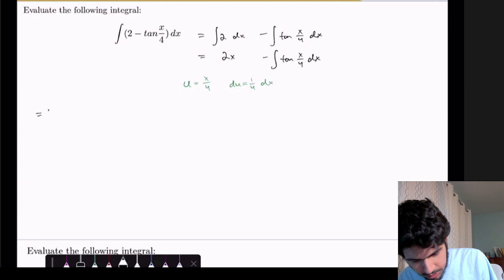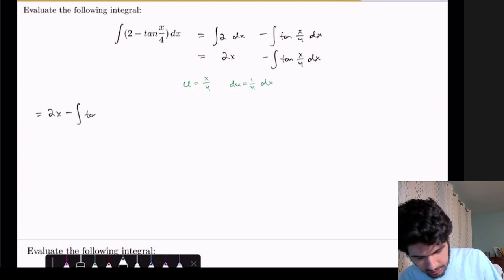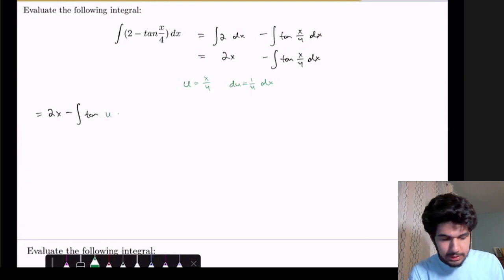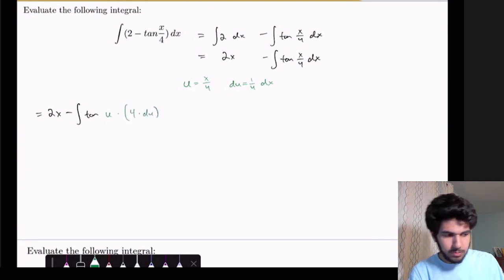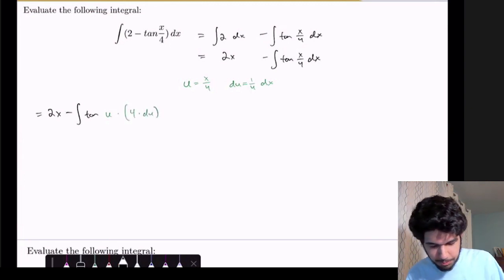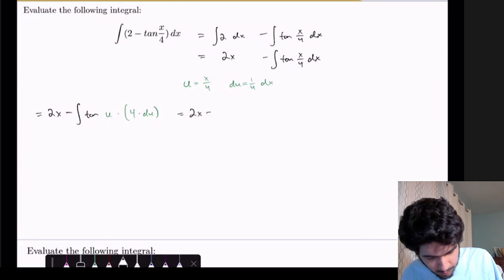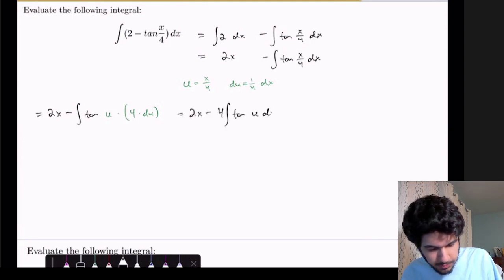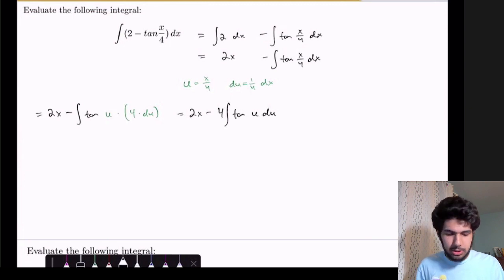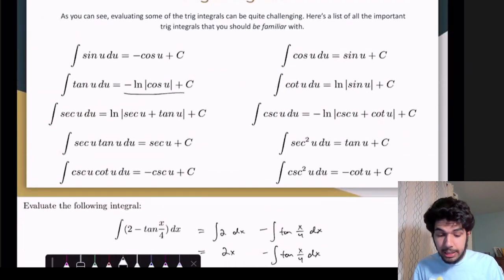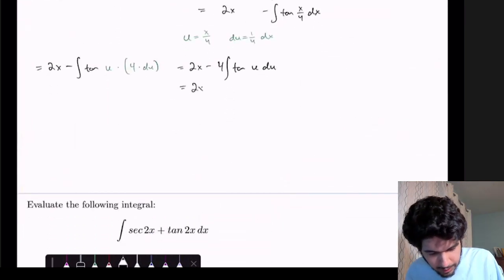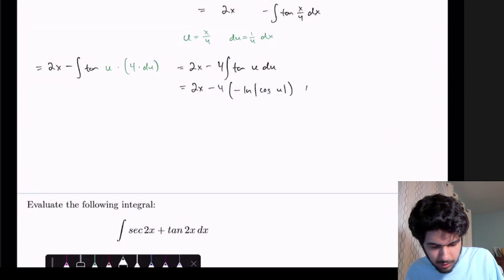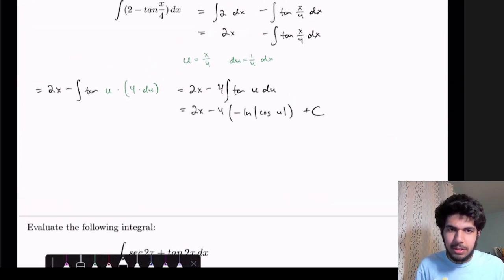And now we can rewrite 2x minus the integral of tangent of u, and then dx is going to be equal to 4 times du. Okay, so now we can bring out that 4, we get 2x minus 4 times the integral of tangent of u du, and now we know how to handle this tangent of u. If we scroll back a little bit, we see that's equal to negative ln of the cosine of u. So this would be equal to 2x minus 4 times negative ln cosine of u. I'll tack on the plus c because it's an indefinite integral.